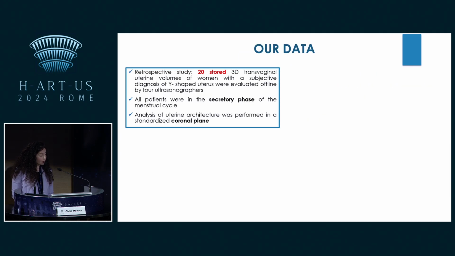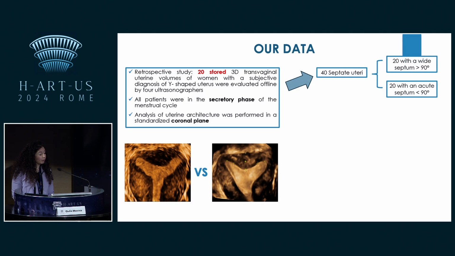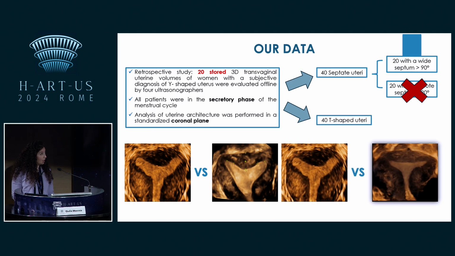In this context, also in our center, we decided to make a retrospective study. We collected 20 stored 3D transvaginal uterine volumes of women with Y-shaped, and we compared them to 40 septate uteri, divided into 20 with a wide septum more than 90 degrees and 20 with an acute septum less than 90 degrees. Then we decided to select the 20 with a wide septum because the morphology of this type of septum and the morphology of the cavity is similar to the Y-shaped. And then we compared them to 40 T-shaped uteri. And these are our results.